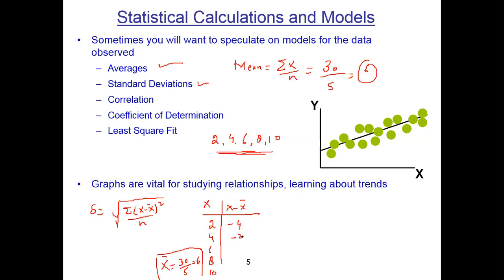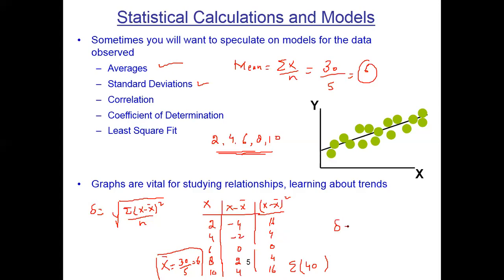4 minus 6 is minus 2. 6 minus 6 equals 0. 8 minus 6 is 2. And then we have 10. 10 minus 6 is 4. You can see in the formula this is x minus x average whole squared. So taking the square: minus 4 squared is 16, 2 squared is 4, 0 squared is 0, 2 squared is 4, and 4 squared is 16. Adding all these data, the sum equals 40.